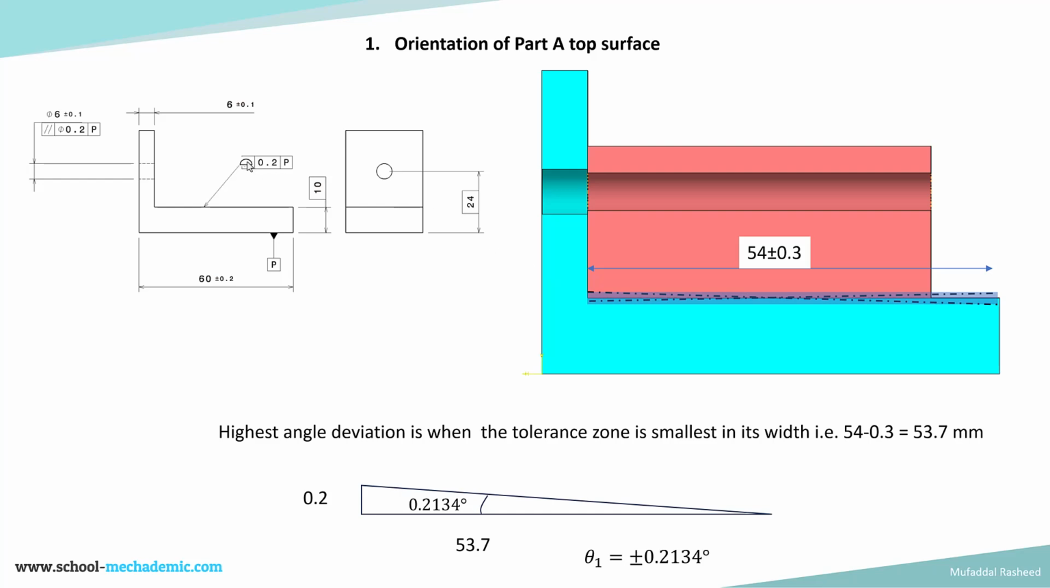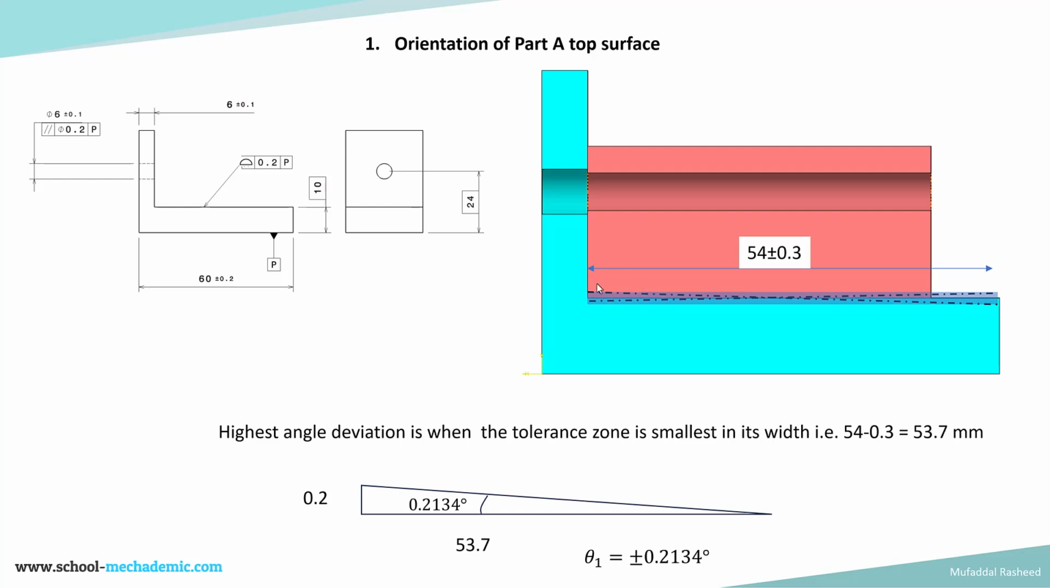So there is a profile control which has been applied, which means that there is a tolerance zone of width 0.2 located over here. And since we are considering only orientation, these are the lines which are denoting the worst case orientation of the surface. So it can be oriented like this or it can be oriented like this. So what is the extent, or the maximum angle, it can change its orientation to can be calculated using the tolerance zone definition.